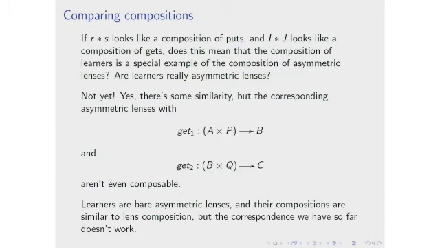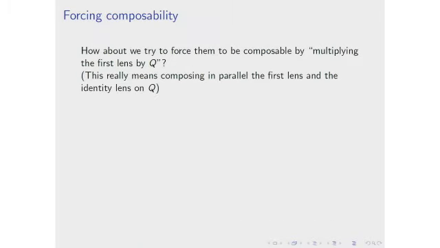And the answer is, well, actually, look, these are the 2 things I had now in their lens formulation, and they're not even composable. So even though the composite looks kind of like the same sort of stuff, we can't compose them together. Okay, they're bare asymmetric lenses, their compositions are similar, but the correspondence we have so far doesn't work. I'm just making sure you look sad. You look sad? Yep. Okay, but yeah, how about we try and force it?